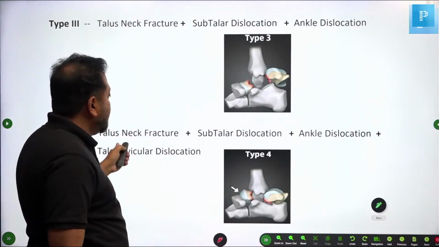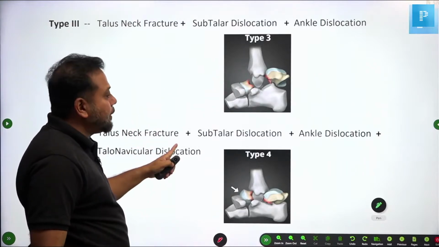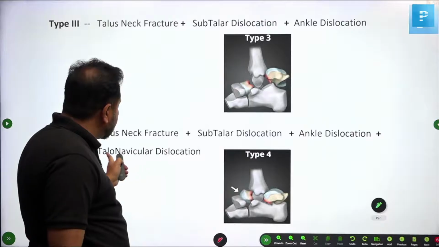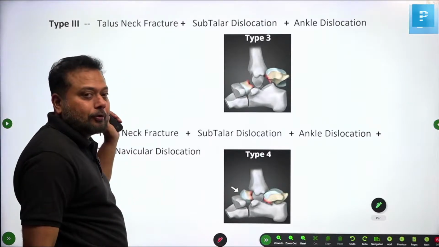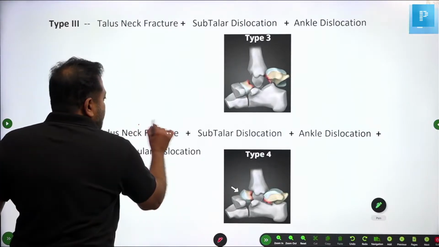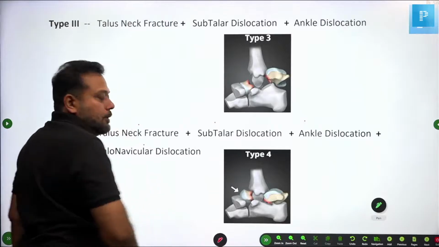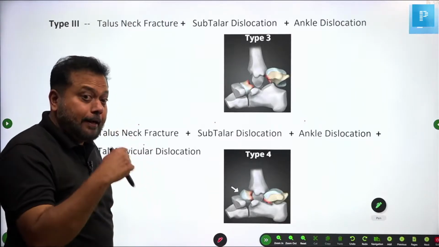Type 4 means talar neck plus subtalar dislocation plus ankle dislocation plus talonavicular dislocation. 4 things. Okay, 1, 2, 3, 4. PDF will come. Please revise once.